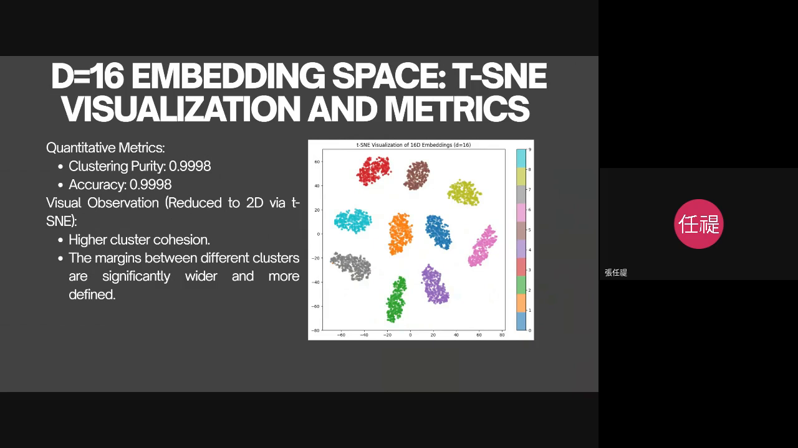And then we examine the D equals 16 model. The accuracy reaches a near perfect 0.9998. Because we cannot plot 16 dimensions directly, we use the t-SNE algorithm to reduce it to 2D for visualization. Compared to the previous slide, you can noticeably see that each cluster is much tighter, and the distances or margins between different classes have been pulled further apart. Next page.